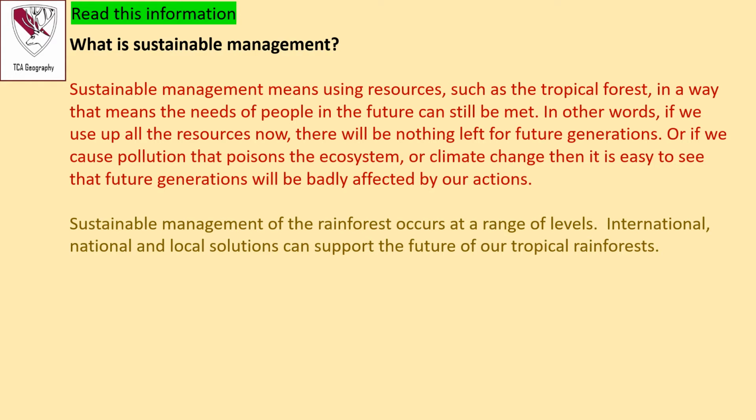And using resources is all about needs. So we use resources in order to build houses, in order to make energy for the things that people require. However, if we overdo it now, there won't be enough left for people who are your grandchildren, perhaps even your children, maybe even your great-grandchildren. Take a moment to read this and then write down one sentence that explains what sustainable management is.